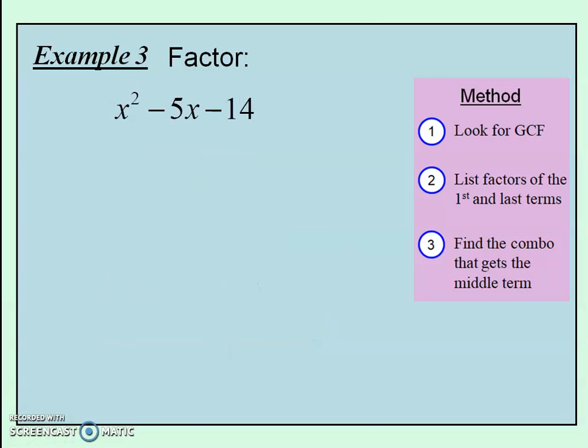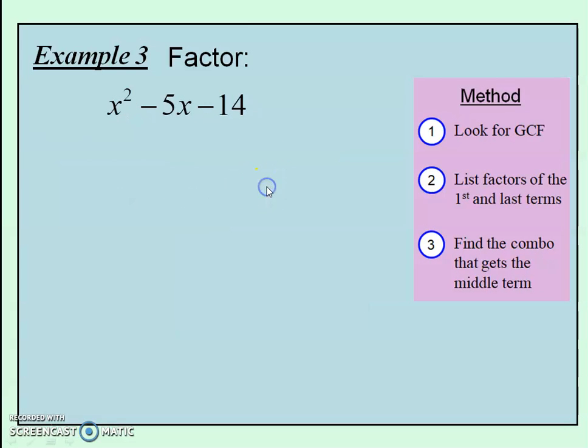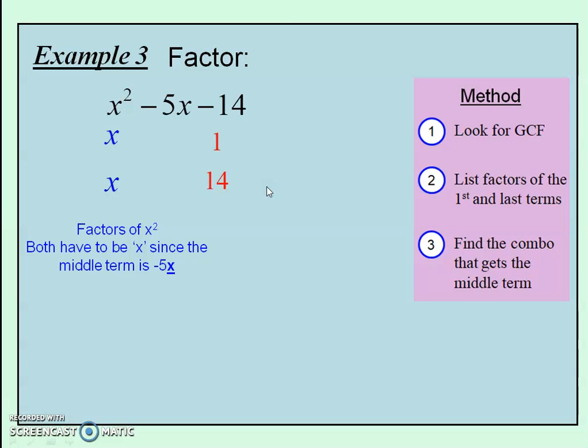Example 3 is almost exactly the same. If you want to pause and look for a GCF and try to list the factors to see if you're right, now's a good time to do that. But I'm just going to skip ahead and show you. There's no GCF here. This negative means that we're going to need one positive and one negative factor. And when I list out the factors, I've got x and x. I've got 1, 14 and 2, 7.